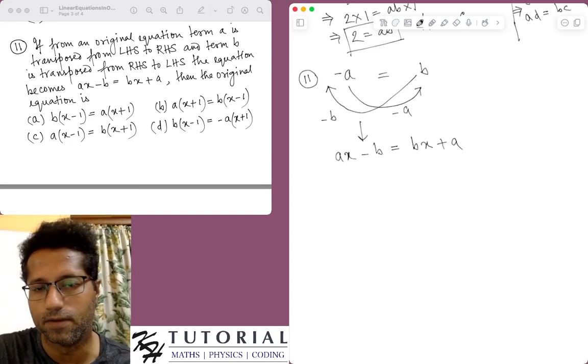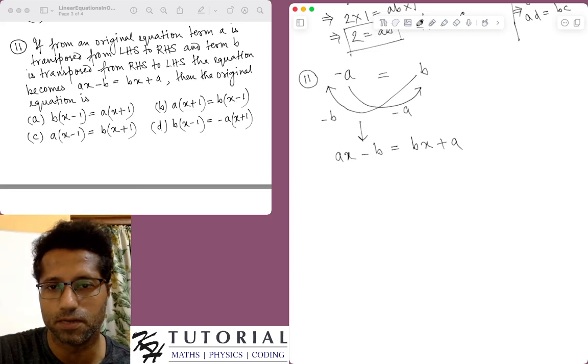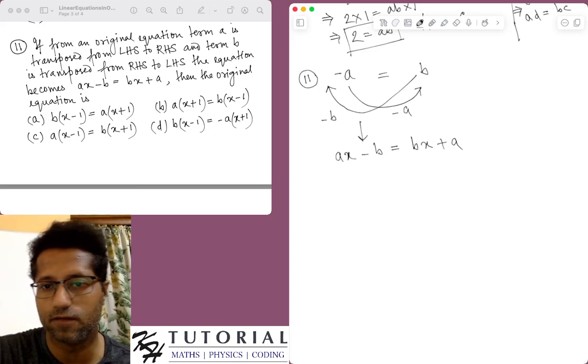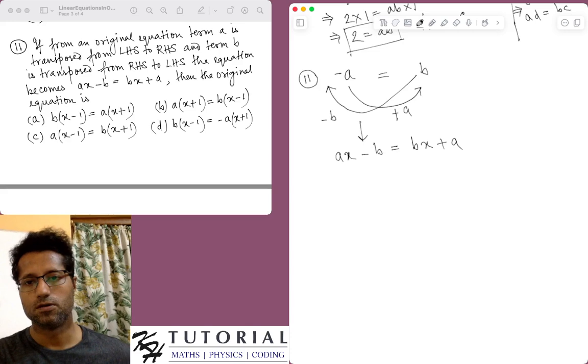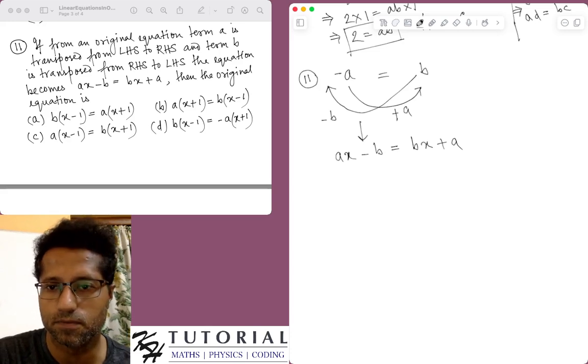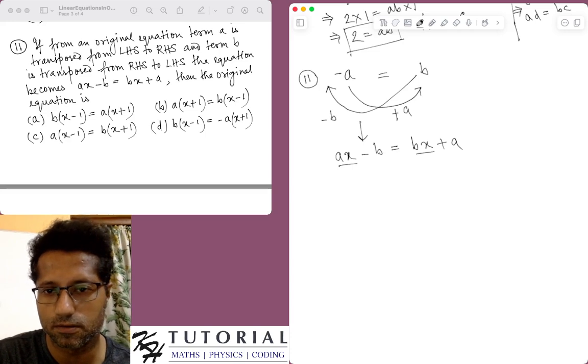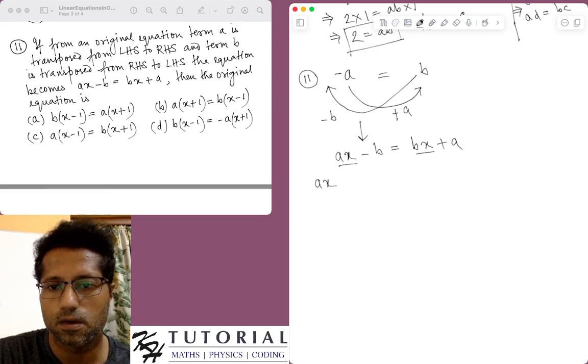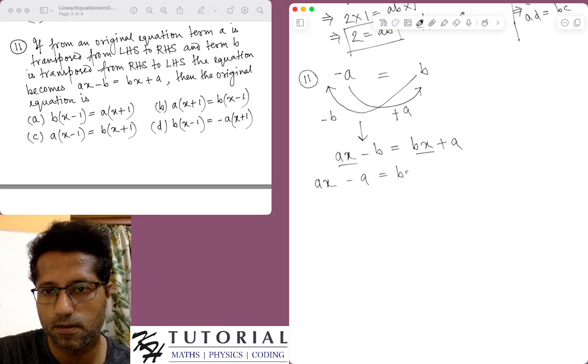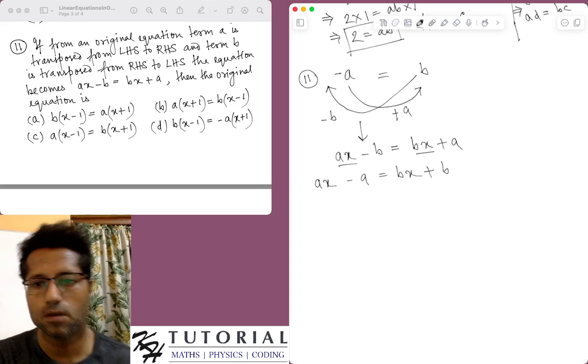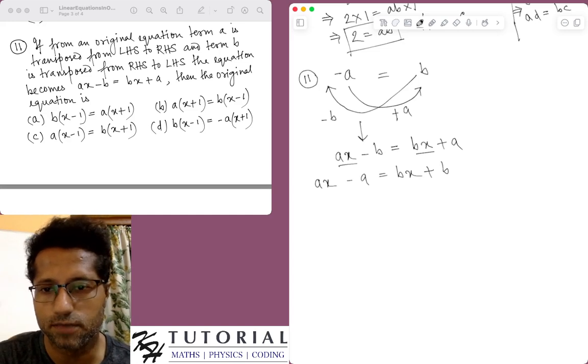Only then, when minus A is transposed to the right hand side, will it become positive. That's why we see in the final equation bx plus a. So these two terms remain the same. So definitely the original equation will be ax minus a equals bx plus b. The original equation is this.